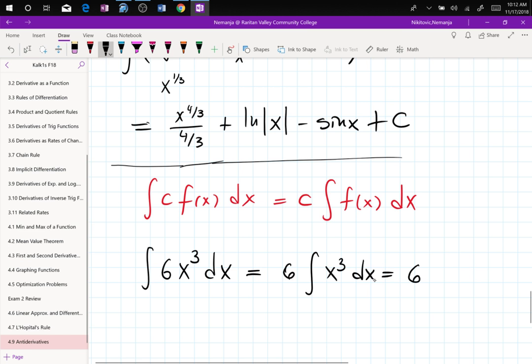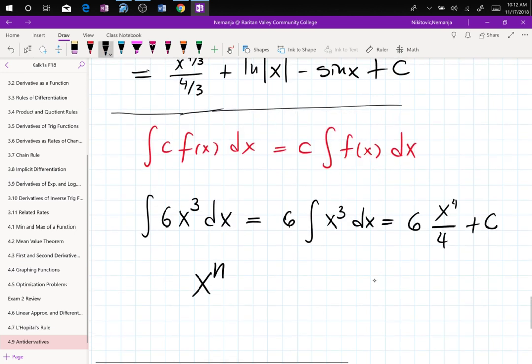X to the 4th over... Yes. Because the formula for x to the n is always x to the n plus 1 over n plus 1, plus c. So 3 plus 1 is 4. So x to the 4 divided by 3 plus 1, which is 4. So x to the 4 over 4.